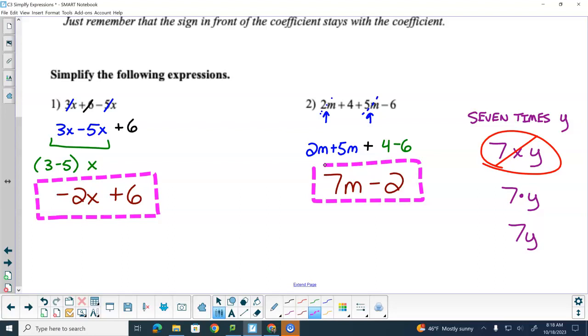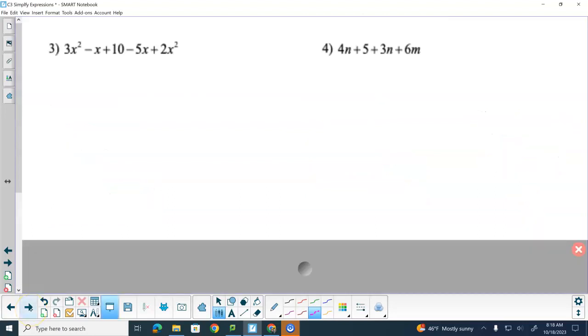Okay. Let's try number 3 now. Now this one's a little bit longer, type 1. Okay. So in number 3, give me a set of like terms. 3x squared and 2x squared. Okay. I like it.